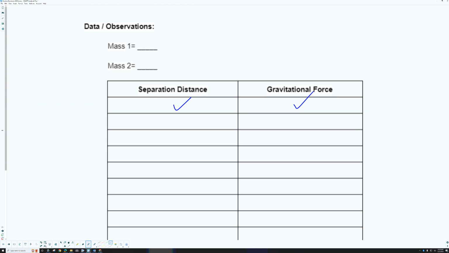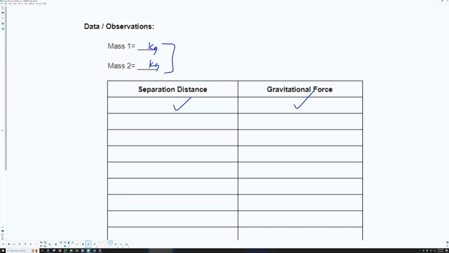Make sure you put your units in there. Some of you, the last time we did a simulation, and I did not include the units for you, some of you also didn't include the units. You need to include the units for this, right? And you also need to record the values of your masses. Even though those aren't changing, you need to record the values of the masses.